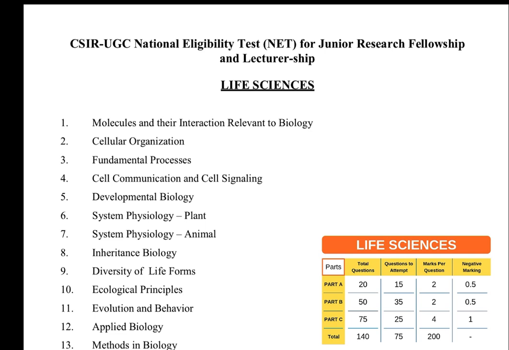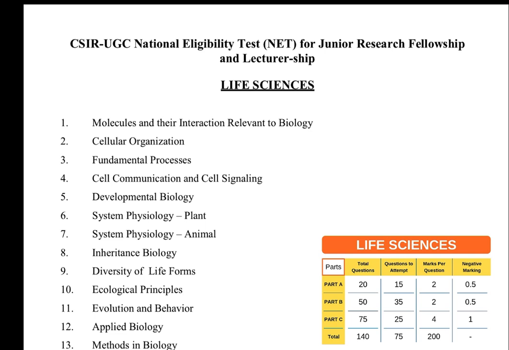Part B has 2 mark questions from the life science syllabus. Out of 50 questions, you have to attempt 35, with 2 marks per question and a negative of 0.5 mark. And here comes the major part, part C. Part C is an important part. Out of 75 questions, you have to attempt only 25, with 4 marks per question, and it has a negative of 1 mark as well.